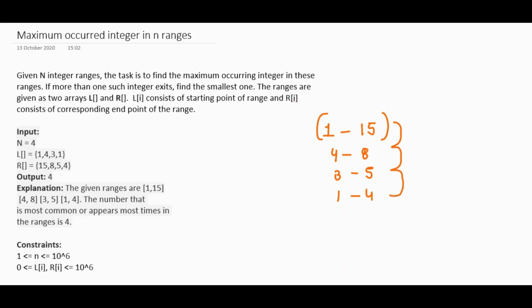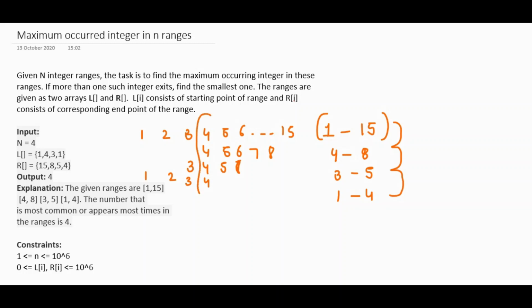That means if we have, let's say, 1 to 15, 1, 2, 3, 4, 5, 6 till 15, and here we have 4 to 8. So 4, 5, 6, 7, 8. Here we have 3 to 5, 3, 4, 5, sorry, only 3, 4, 5. Here we have 1 to 4. So we have 1, 2, 3, 4. These are the elements. Which is the element in this that is occurring maximum number of times?